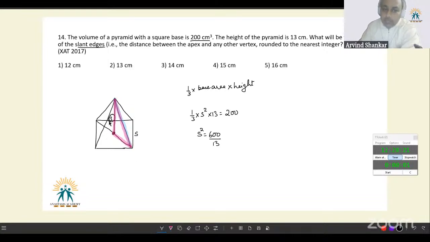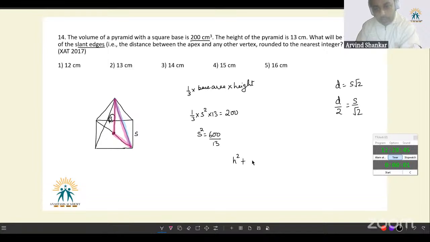The height is already given to us as 13. This is half the diagonal. Now the diagonal of a square is s root 2. Because I need half the diagonal, d by 2 is going to be equal to s by root 2.